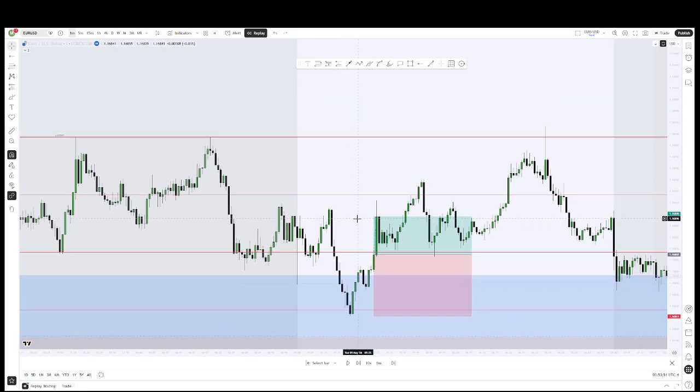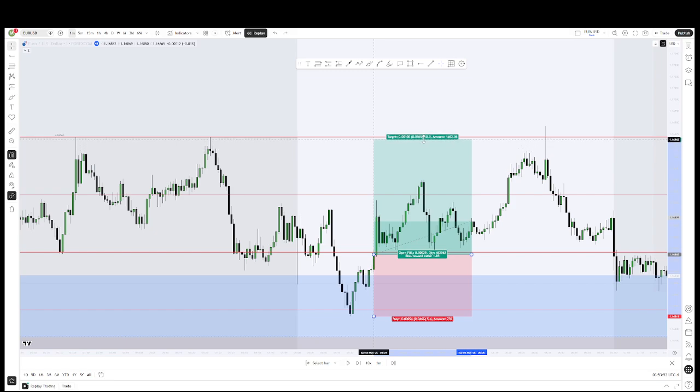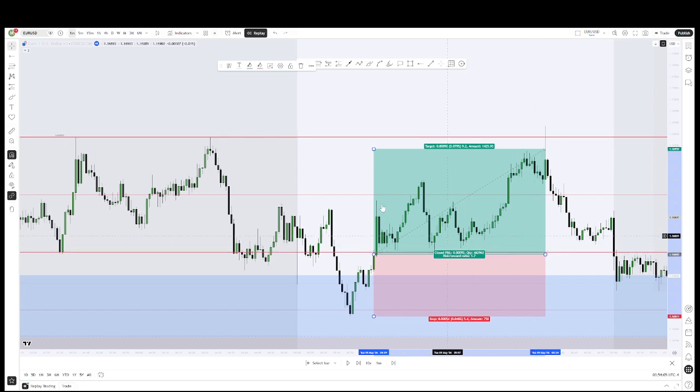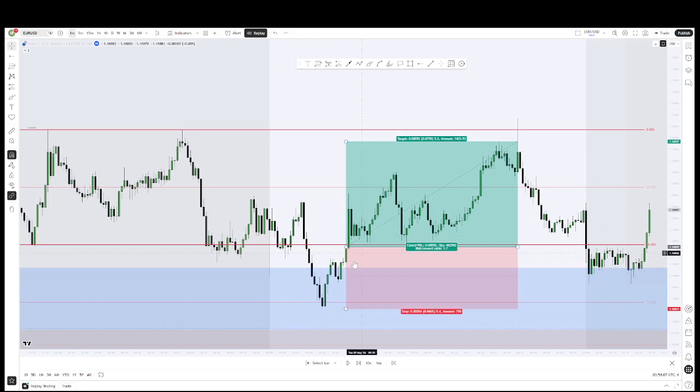Stop loss goes somewhere there. Like I said yesterday, I don't target the very high. I like to target the bodies or the rejection block somewhere. So this would probably be my trade. For a 1 to 7, I'm perfectly fine with that. And then I would hit my TP here.